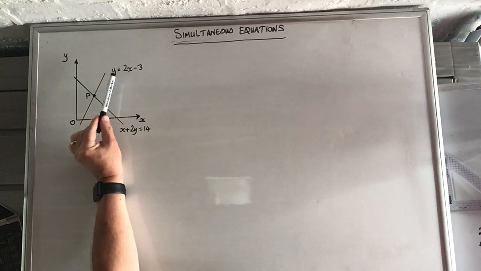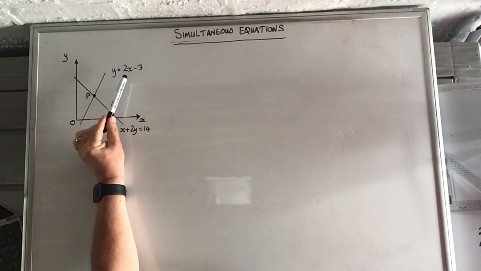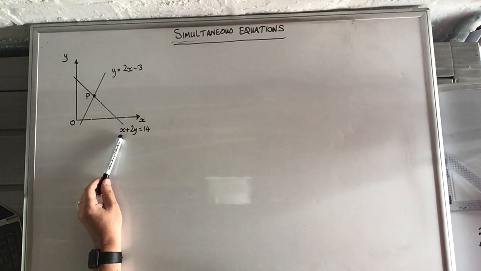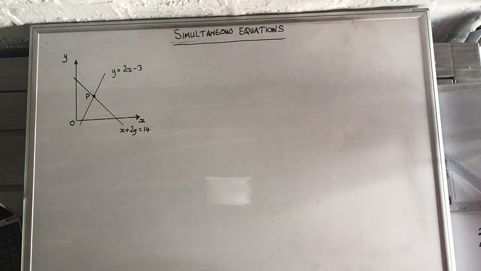This line here has an equation y equals 2x minus 3, and this one has x plus 2y is equal to 14. Now, I'm going to make up 3 videos on simultaneous equations. The first one I'm doing just now, I'm going to solve this problem using substitution, and it will just be pure maths that we'll do here.